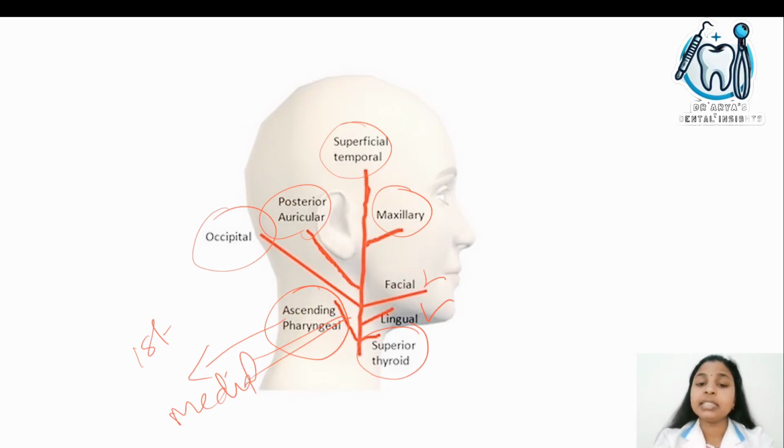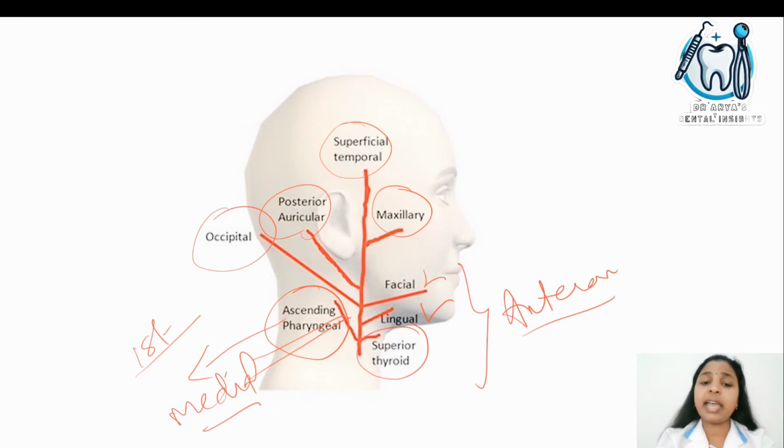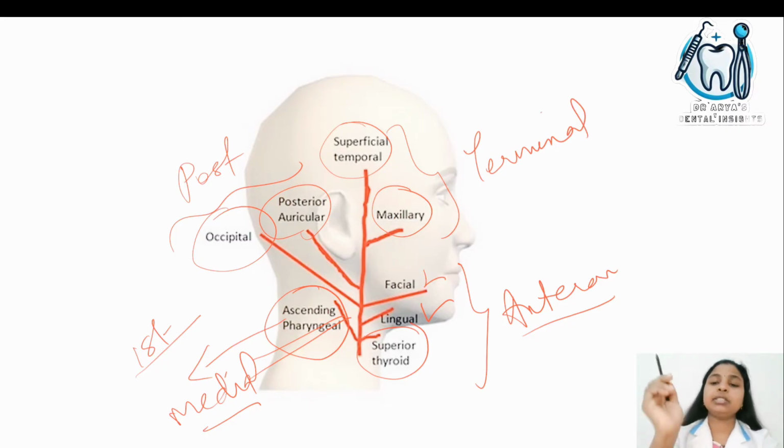It is also the medial branch of the external carotid artery. This is the middle branch or first branch. Then these are the anterior branches, that is facial, lingual, and superior thyroid arteries. Then these are the posterior branches. Which are the posterior branches? Occipital and posterior auricular arteries. Then the superficial temporal and maxillary are the terminal branches of the external carotid artery. So these are very, very important. So which is the very first branch of the external carotid artery? It is ascending pharyngeal artery.